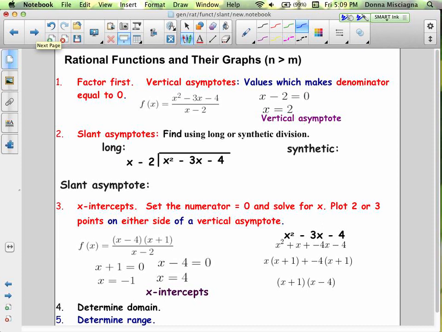All right, so we're going to divide x minus 2, our denominator, into our numerator, x squared minus 3x minus 4. And you've done this before. This is no biggie. This is really nothing new. It's just new in terms of rational functions. So I ask myself, what would I have to multiply x by to get x squared? Well, that would be x.